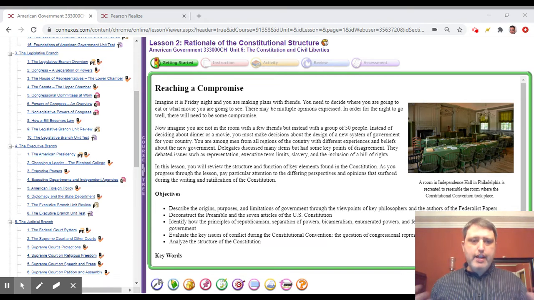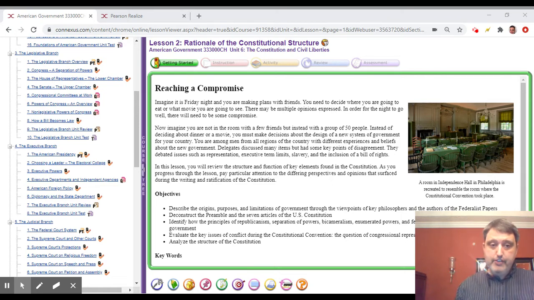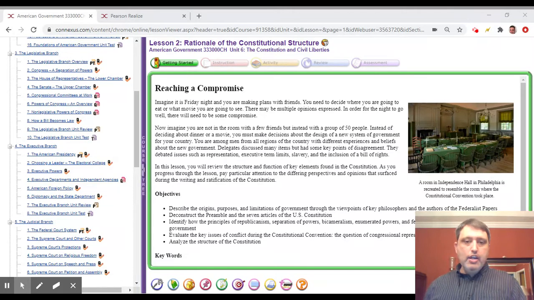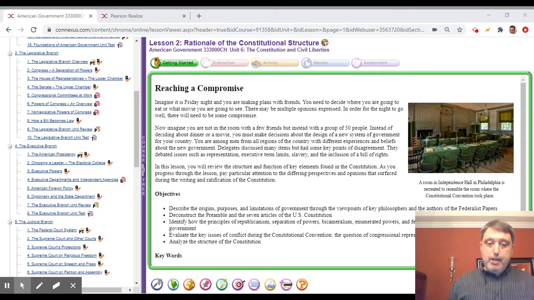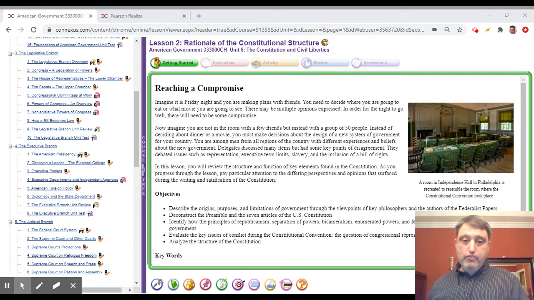Well, imagine that you're not in a room with a few friends, but instead you're in a group with 50 people, and instead of deciding about dinner and a movie, you must make decisions about the design of a new system of government for your country. You're among men from all regions of the country with different experiences and beliefs about the government. Delegates discussed many items, but had some key points of disagreement. They debated issues like representation, executive term limits, slavery, the inclusion of a Bill of Rights, and all of these things kind of had to be worked out through compromise.